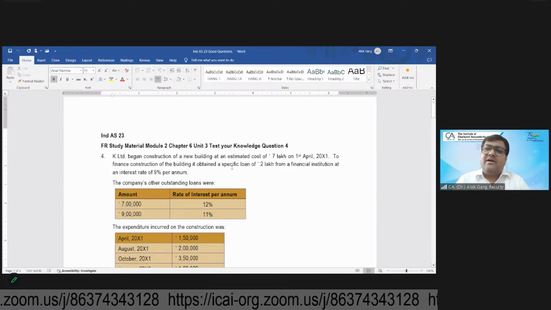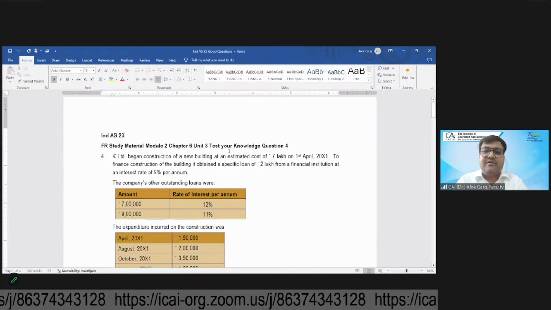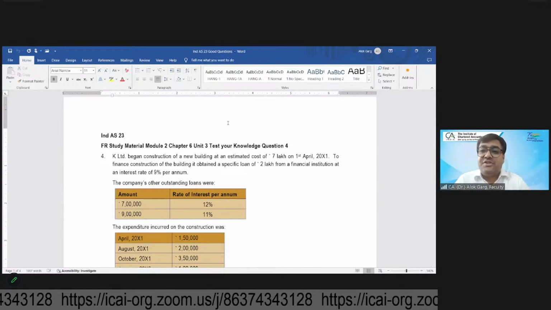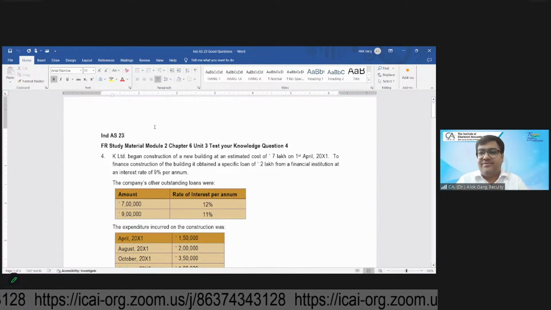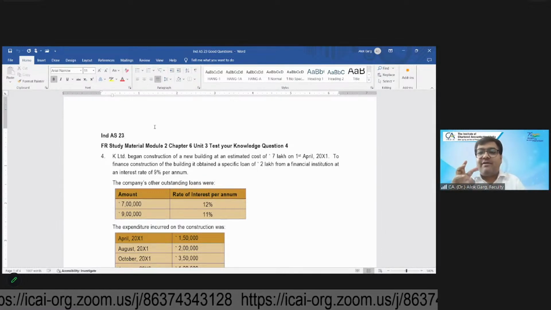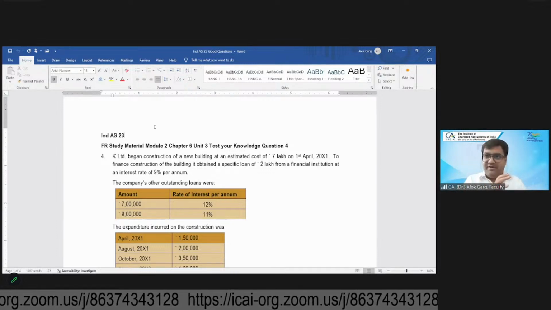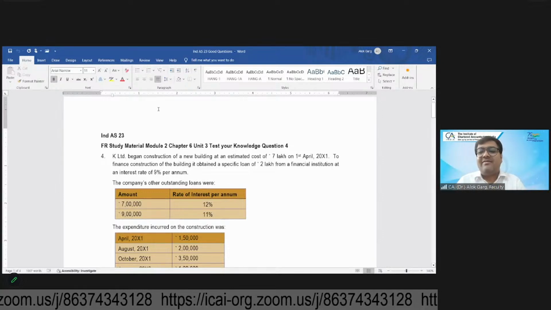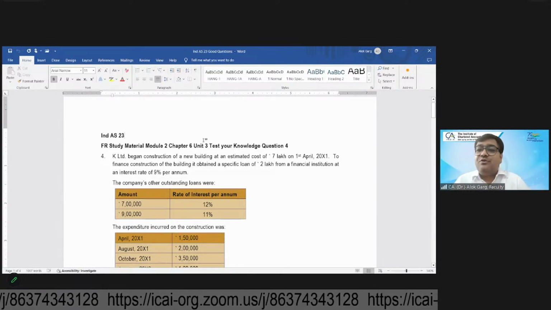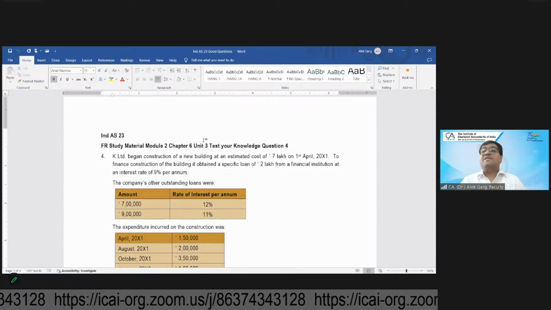Now, friends, the standard says that borrowing could be a general borrowing or a specific borrowing. Correct? What is meant by specific borrowing? For example, if I purchased machinery and I have taken a loan on that machinery, this loan is directly related to that machinery. So whatever interest I am paying will be capitalized to the machinery till the time this machinery is ready for use. Correct? So this is a specific case, like the house you are purchasing and the home loan you are taking. In the home loan, your house address will be there even. So it is a specific loan.